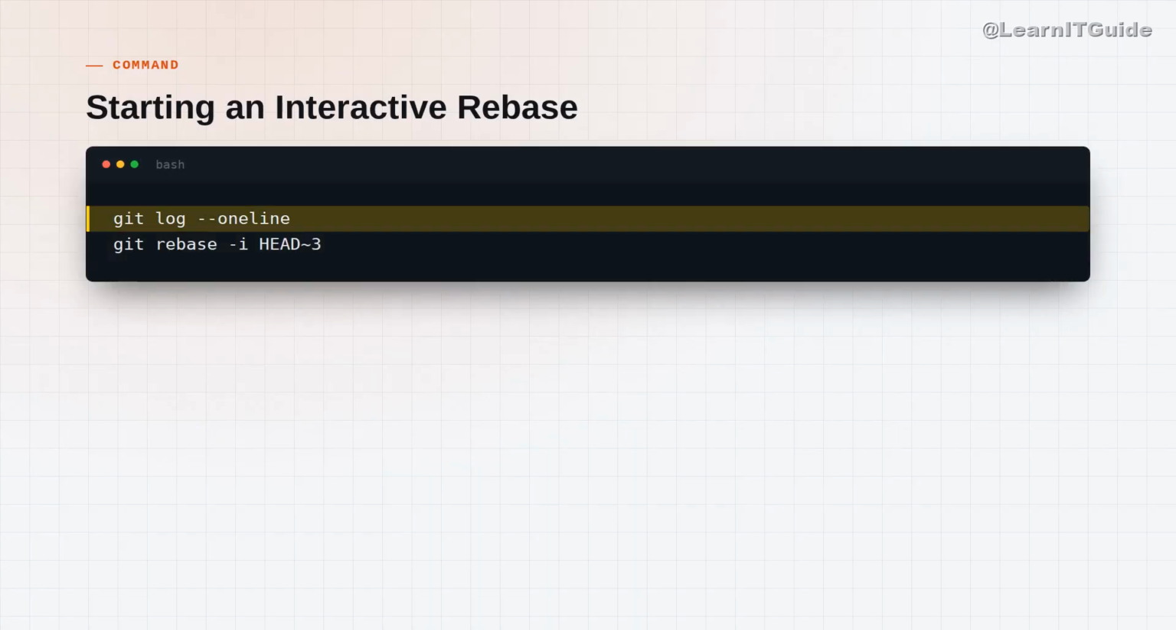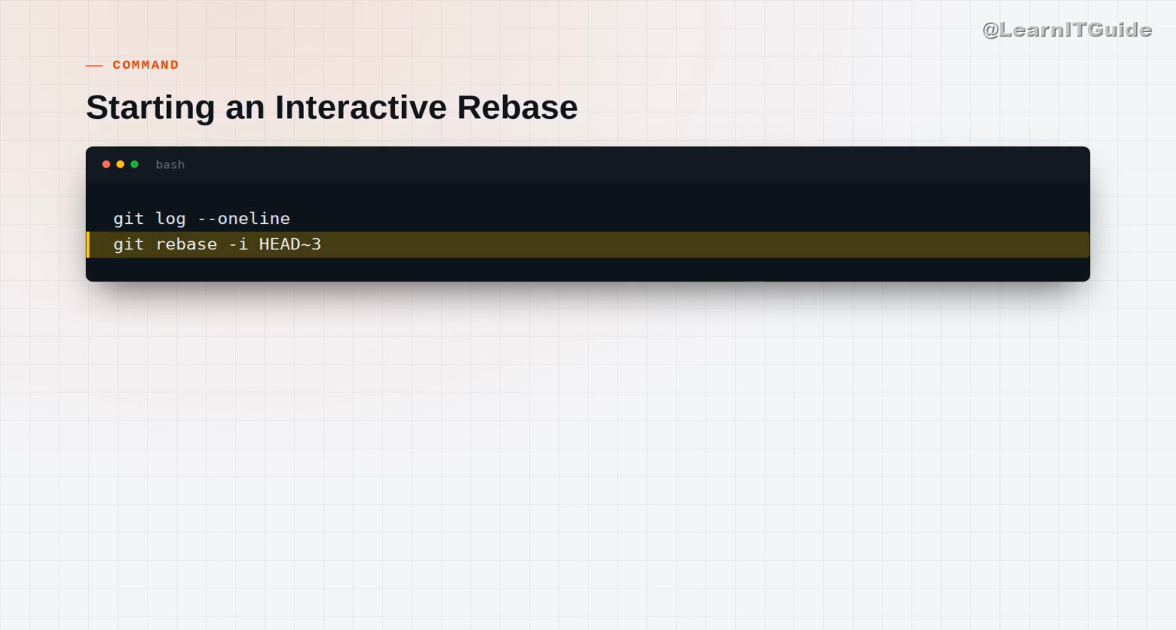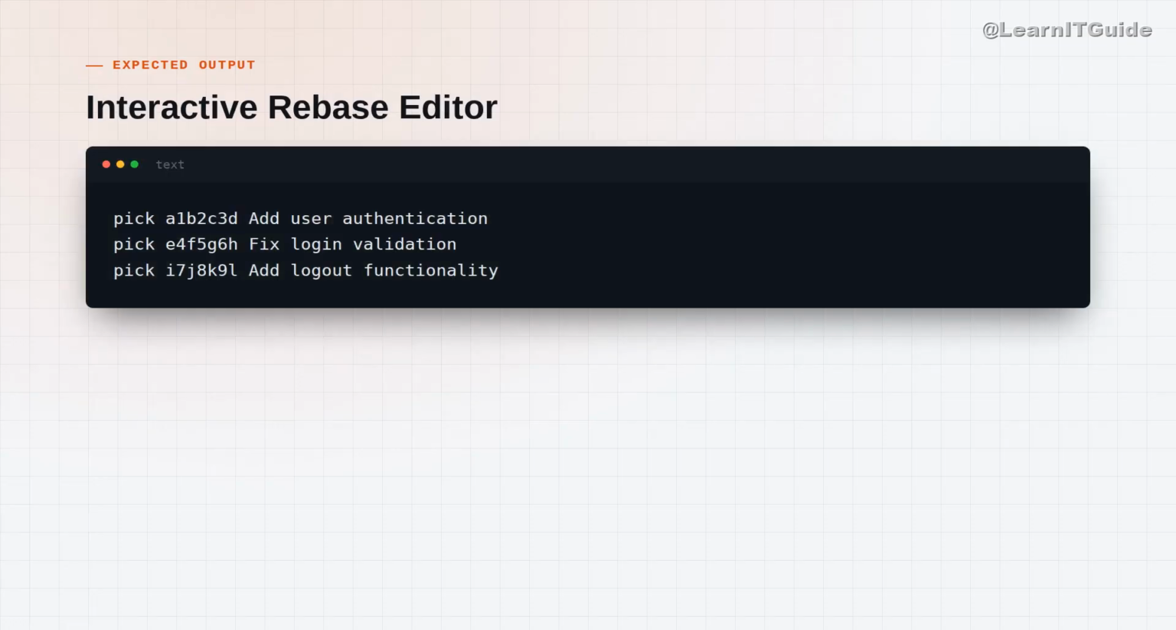To start, check your commit history using the git log command with the one-line flag. This helps you identify how many commits you want to squash. On line 2, we execute the interactive rebase command. The HEAD~3 tells Git we want to interact with the last 3 commits in our current branch. Once you run that command, an editor opens showing your commits.